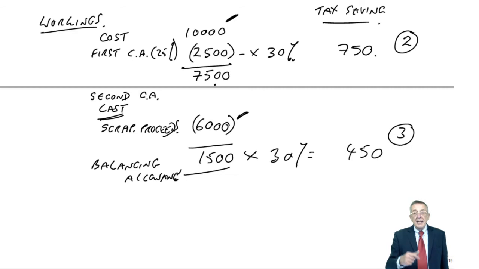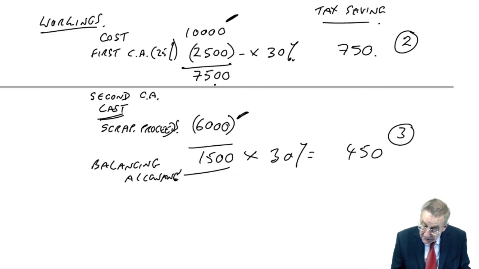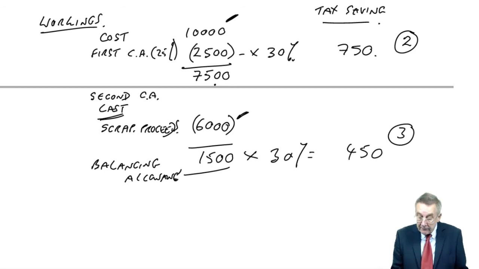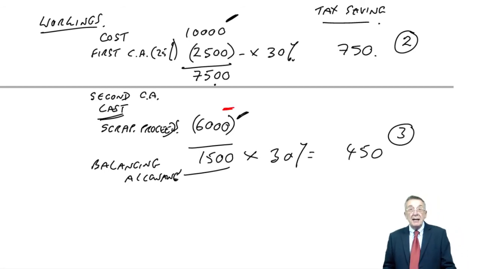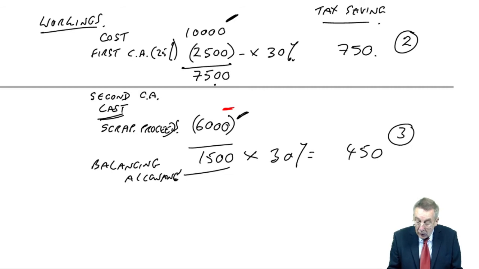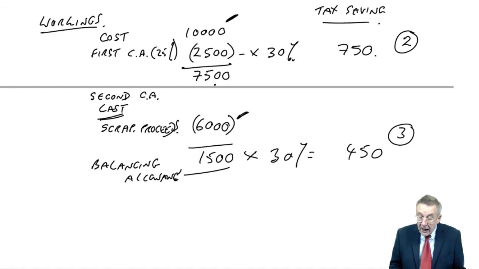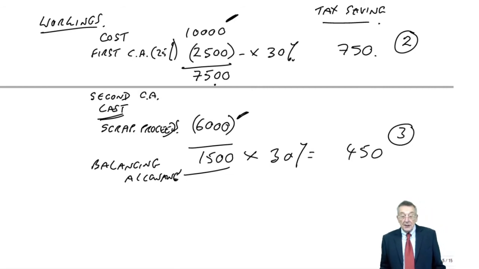Now, I'll finish off the table in a moment, but just to cover everything, had there been no scrap proceeds, the rule stays the same. If there's no scrap proceeds, you'd subtract 0, and therefore the balancing allowance would be 7,500. No problem. Or what happens if the scrap proceeds have been 8,000?